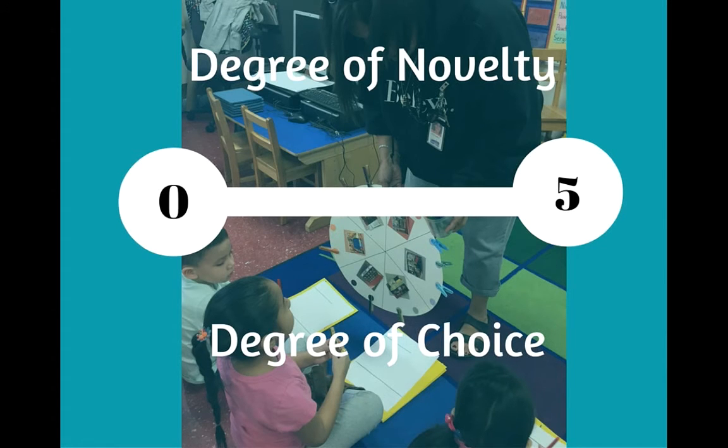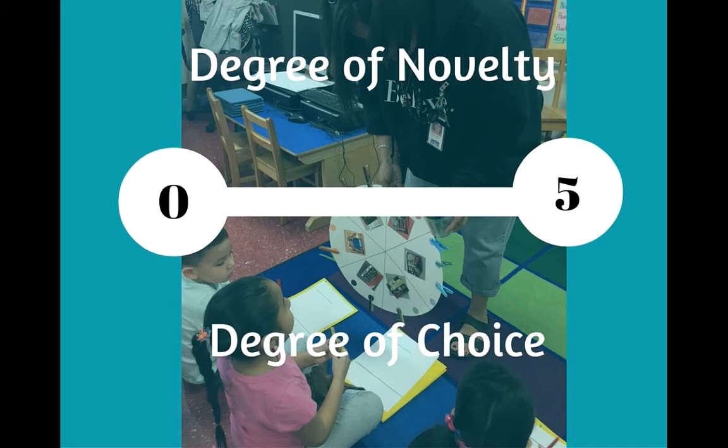The last two are definitely things you can rate. So one is about novelty and one is about degree of choice. The novelty is one that we say proceed with caution, because you don't want something to be so novel that it either scares the kids, confuses the kids, overwhelms them in some way.